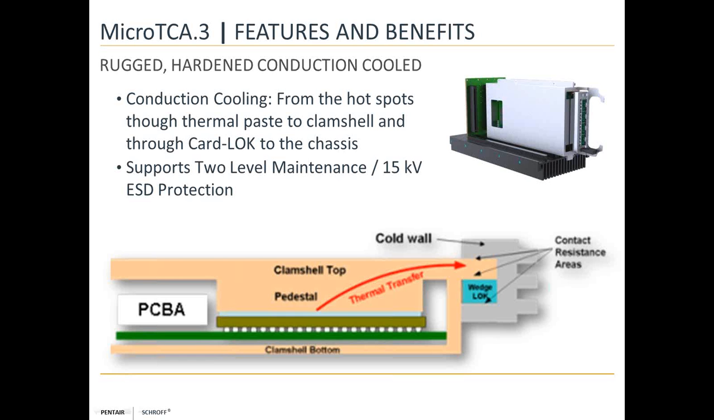MicroTCA.3 allows for hardened conduction-cooled assemblies. So like the .2 specifications, it was designed for outdoor telecommunications, military air, land, and sea applications. It features a conduction-cooled heat path, so heat actually transfers from the hot spots through thermal paste to the clamshell and then through the card lock to the chassis. And the spec also supports second-level maintenance.